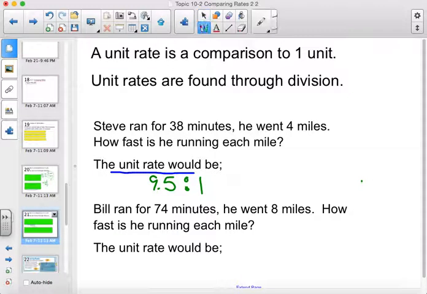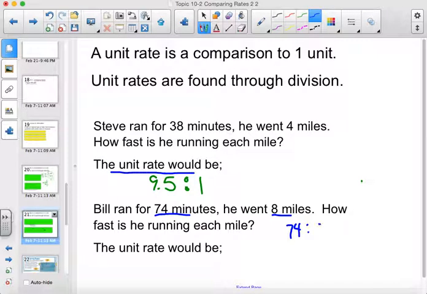Okay, let's see how you did. Bill ran for 74 minutes. So his ratio is 74 minutes to 8 miles. So it is a 74 to 8. And so in this case, it would be 74 over 8, and so we would simply do the division.